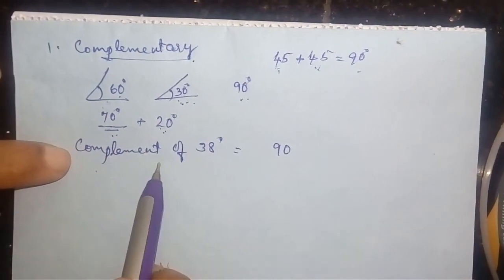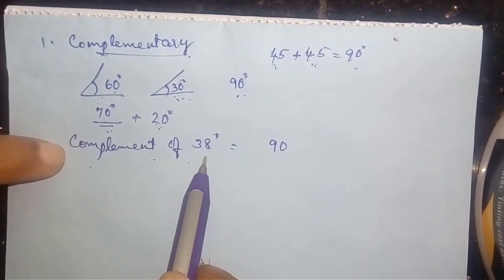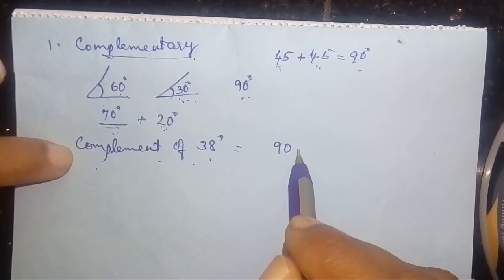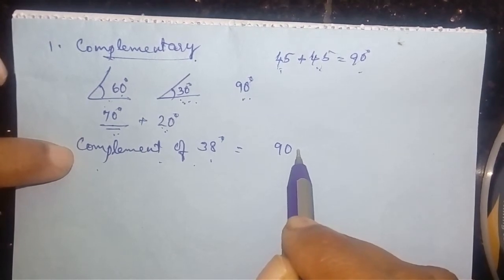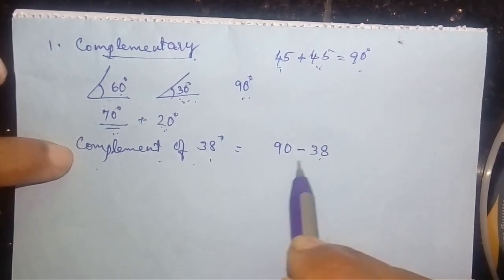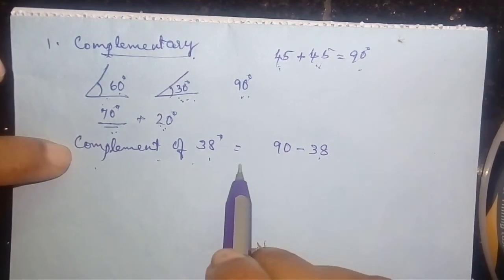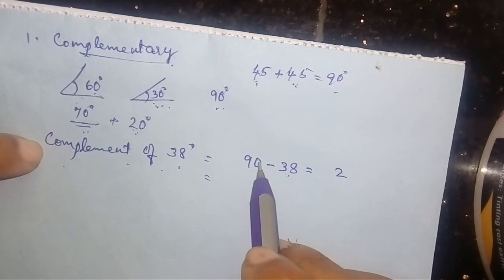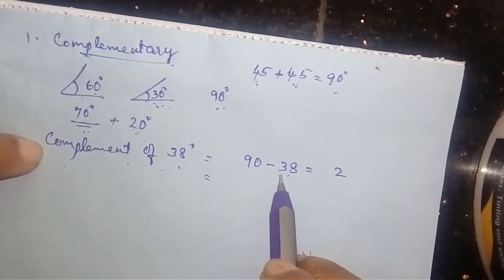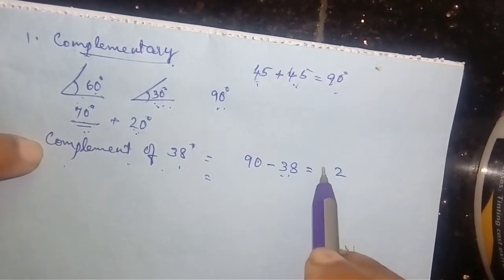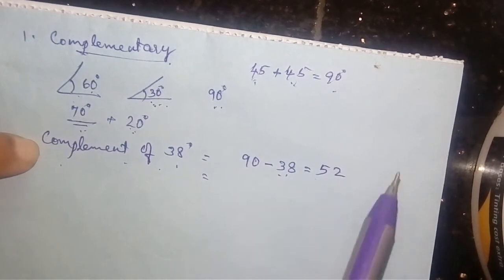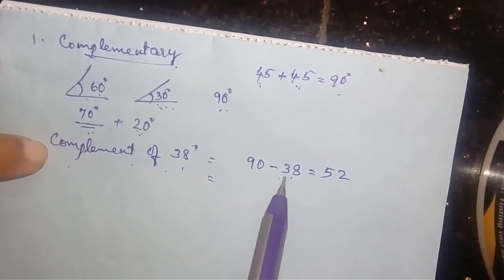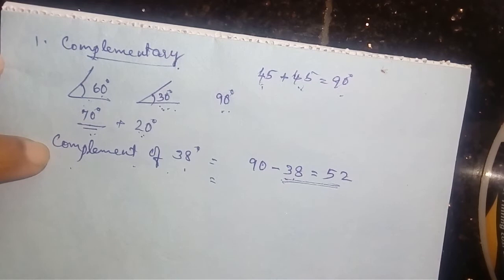That is, what is the complement of 38? To obtain the complement of 38, we can subtract 90 minus 38, or subtract 38 from 90. That is, we know what the answer is. 2 plus 8, 10, remaining 1, 1 plus 3, 4, 4 plus 5, 9. That is 52. So 52 and 38 are the complementary angles.